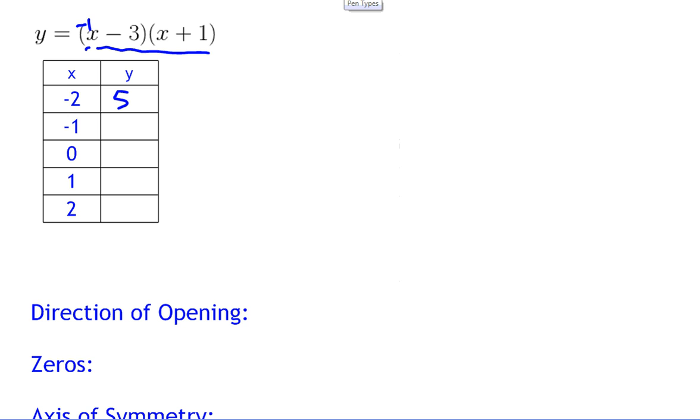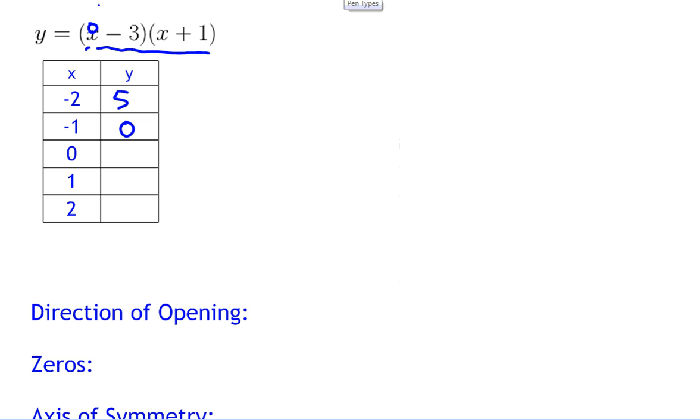So a negative 1 here, a negative 1 here. Negative 1 take away 3 is negative 4. Negative 1 plus 1 is 0. Negative 4 times 0 is 0. And again, we'll have another look, this time substituting in the point 0, or the x value of 0.